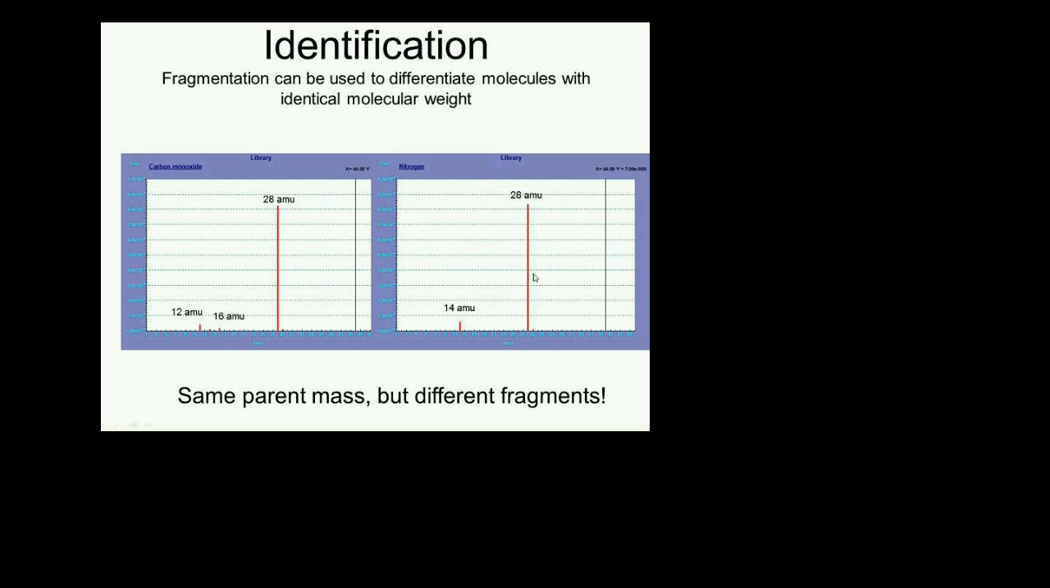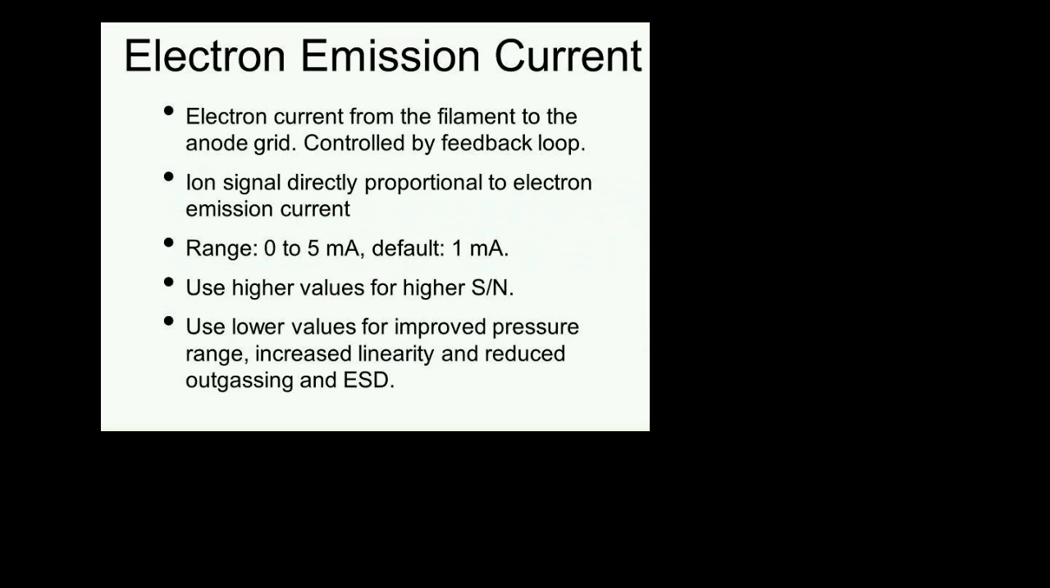Sometimes, of course, you could have a mixture of both of them. Well, then I would use the fragments to decide how much of each is contributing to the 28 AMU. So this is a perfect example where I have the same parent mass, but different fragments. And the fragments can help you do molecular identification and even quantification. Okay? A little more on electron emission current.